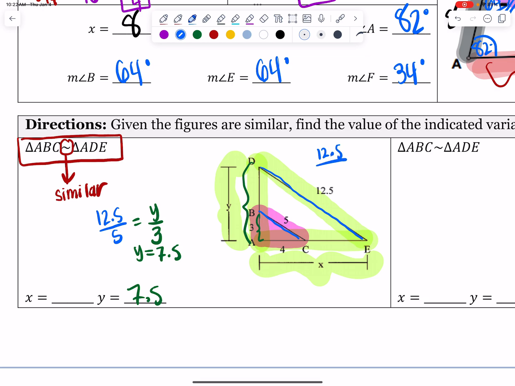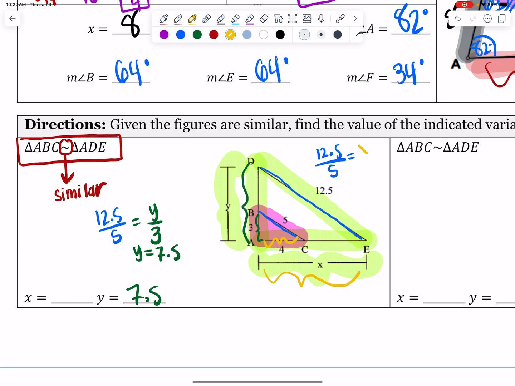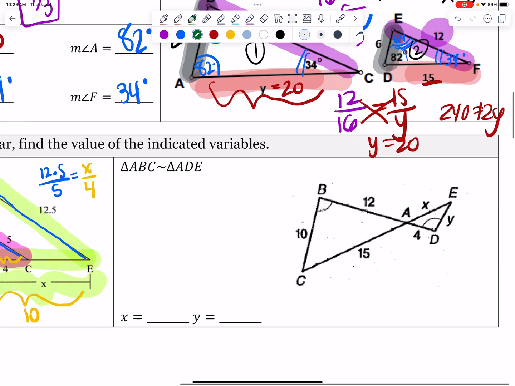So since I went big to small, I need to go big to small again. That is going to be equal to the big yellow over the smaller yellow. So that's going to be equal to x over 4. And so when I cross multiply, 12.5 times 4 is 50, divided by 5 gives me 10. Which makes sense in regards to the picture because it goes from 4 to 10, that does get bigger, and then from 3 to 7.5, that does get bigger as well. So we were able to find unknown values given that the shapes are similar.